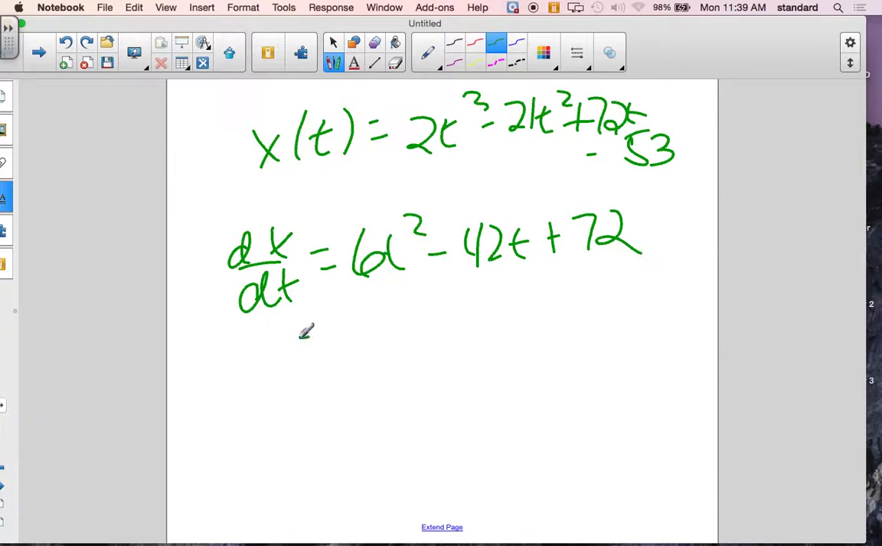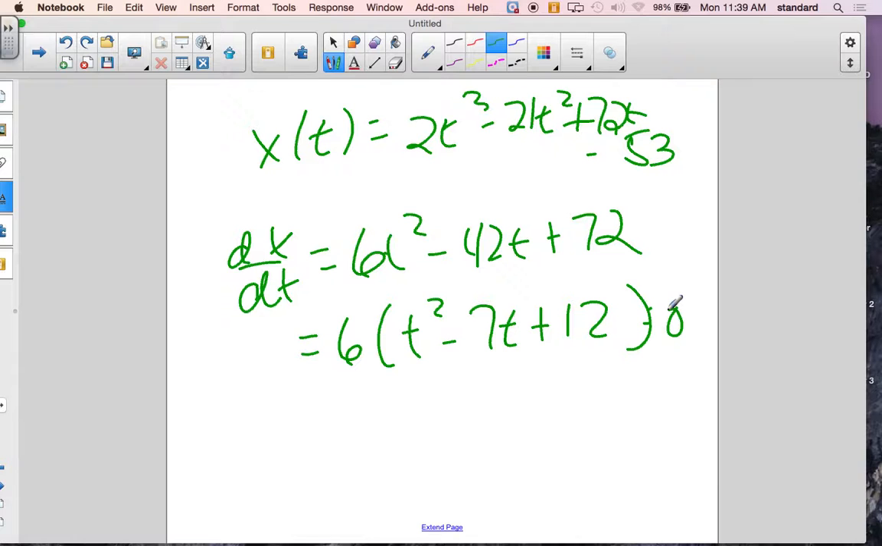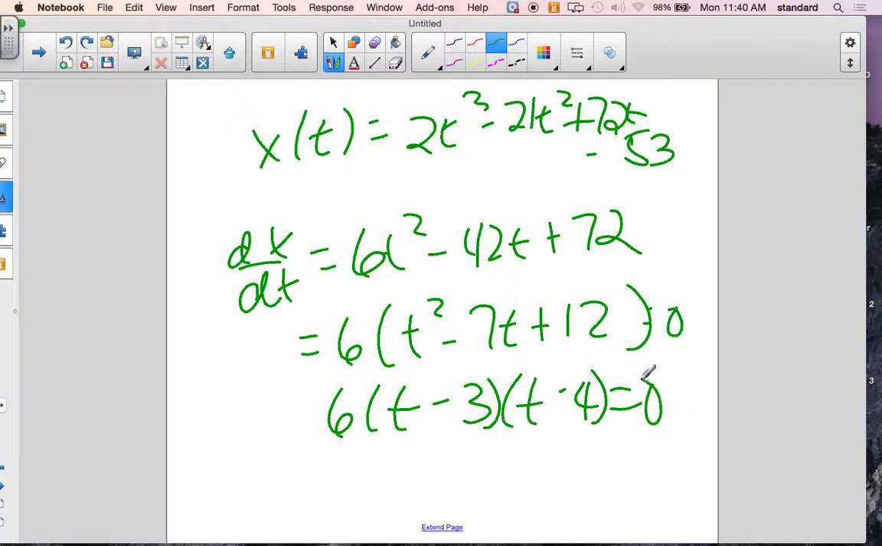which is 6t squared minus 42t plus 72. I'm going to factor out a 6. That gives me t squared minus 7t plus 12. I'm going to set that equal to 0. When I factor, t minus 3, t minus 4. And so what happens when you have 3 seconds or 4 seconds? I guess the answer choice is E.